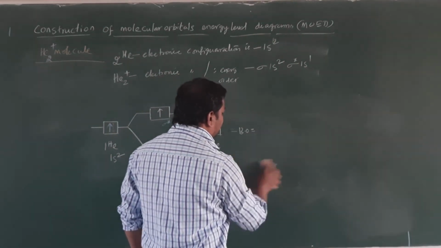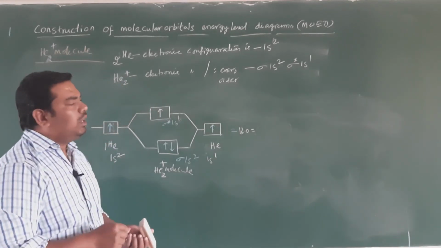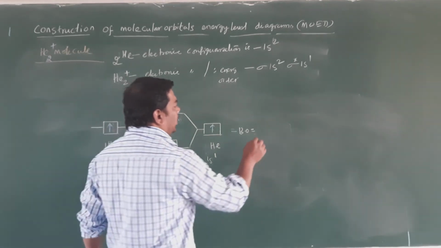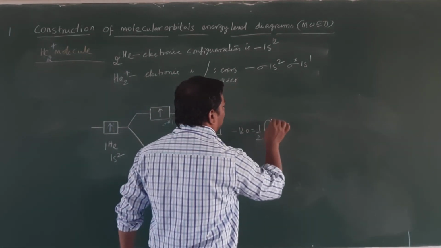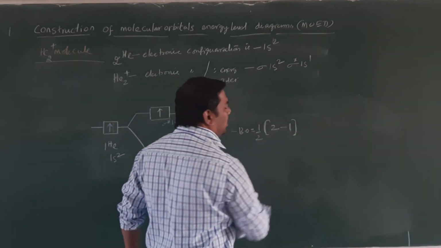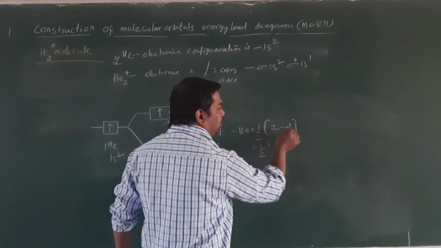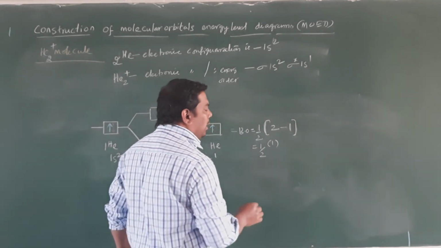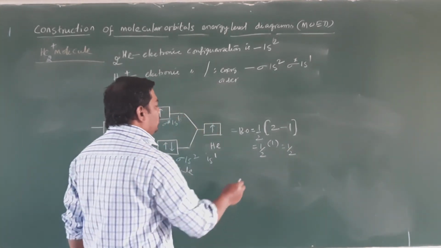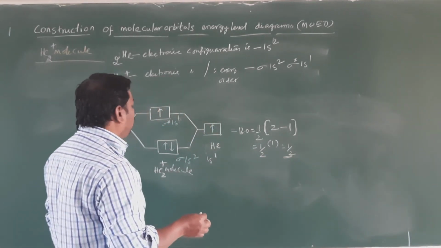Bond order is the number of electrons in bonding molecular orbitals minus the number of electrons in anti-bonding molecular orbitals, all divided by 2. Here the number of bonding electrons is 2 and the number of anti-bonding electrons is 1. So 1 by 2 into 2 minus 1, which is 1, so that is equal to half. The bond order is 1 by 2.